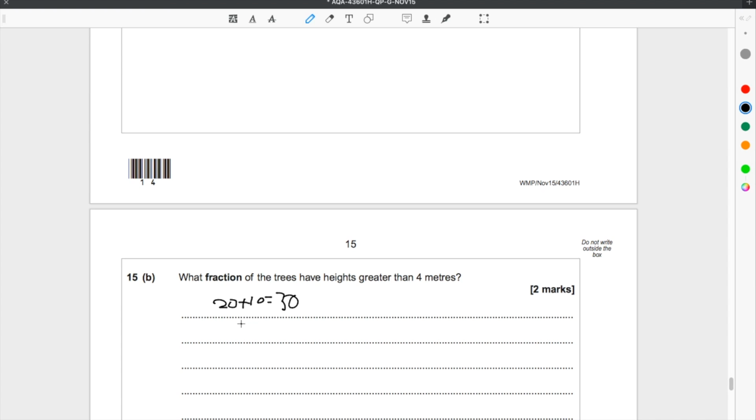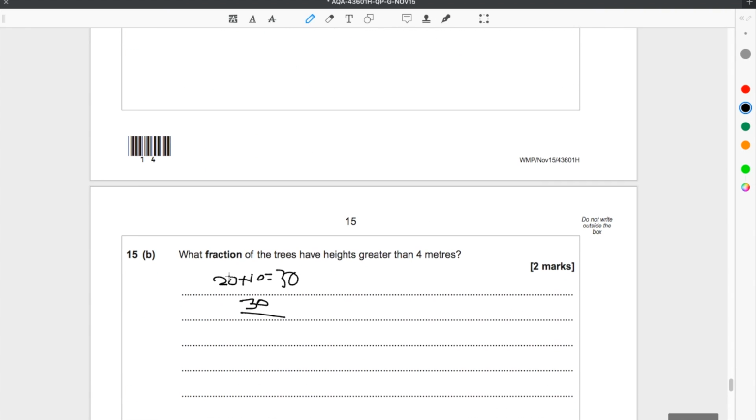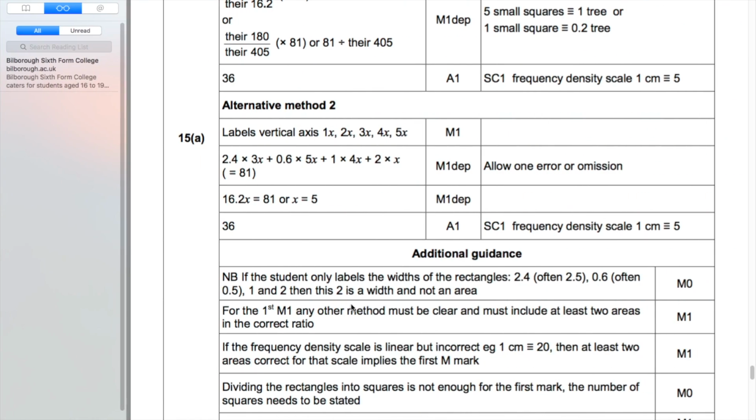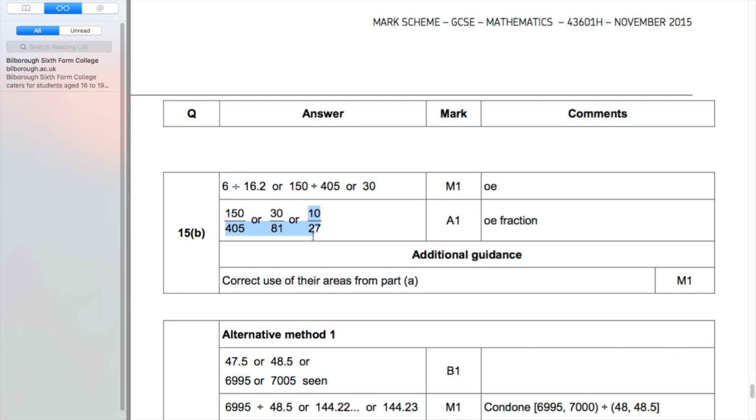And this is 30 as a frequency out of a total of 81 given to us in the question. And using our calculator, all we do now is type that in and simplify it down. We can divide top and bottom by 3, and that gives us 10 out of 27. So let's check that. 10 out of 27, there we go.